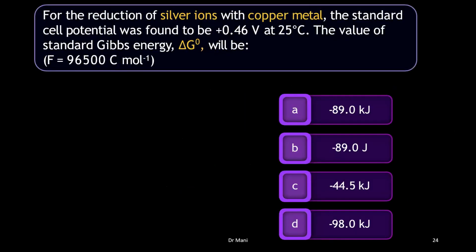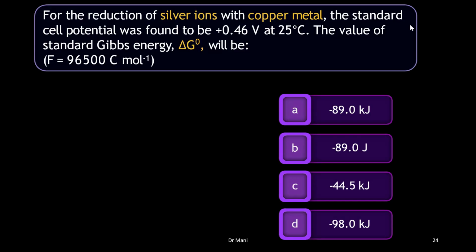So now try this. For the reduction of silver ion with copper metal, the standard cell potential was found to be +0.46 at 25 degrees Celsius. The value of standard Gibbs energy will be. So now he is asking us to find out the Gibbs energy. What information is given and what do we need to find out? Come on, try this. First, you need to know the reaction.